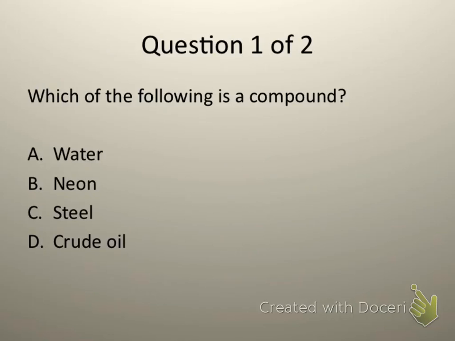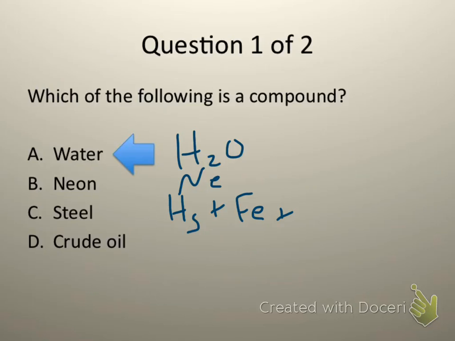Which of the following is a compound? Gabe, what do you think? A is the right answer. So this is important. Let's talk about it. Water is H2O. We just did talk about it. Neon is that. Steel is a combination of iron plus other things. But it's a mixture. It's not a compound. And crude oil is a bunch of different things. So water is a compound because it's got 2 elements combined together.